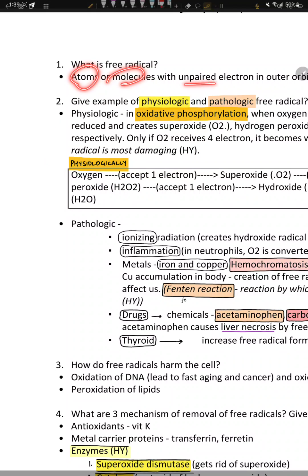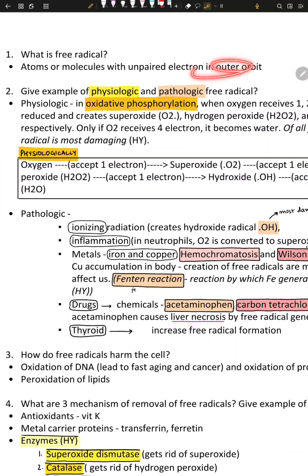So atoms or molecules with an unpaired electron in the outer orbit are not following the rule of octet. The free electron, the free radical, is very free. It's going to mess up a lot of physiological things in your body. Now, examples of physiological and pathological free radicals. We make physiological free radicals. It's a part of our normal being.